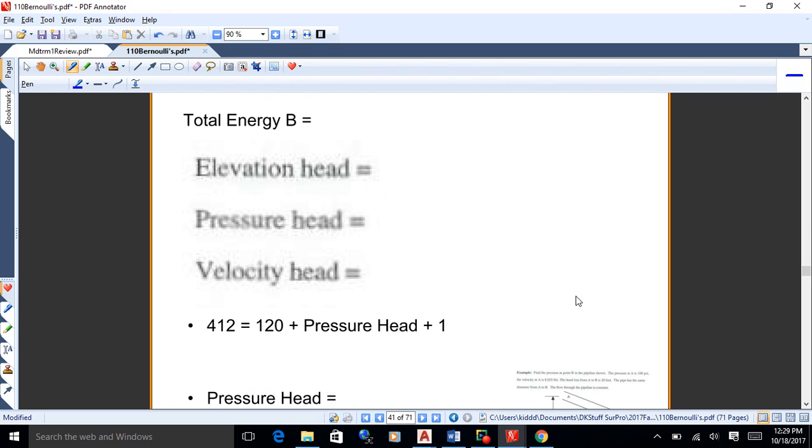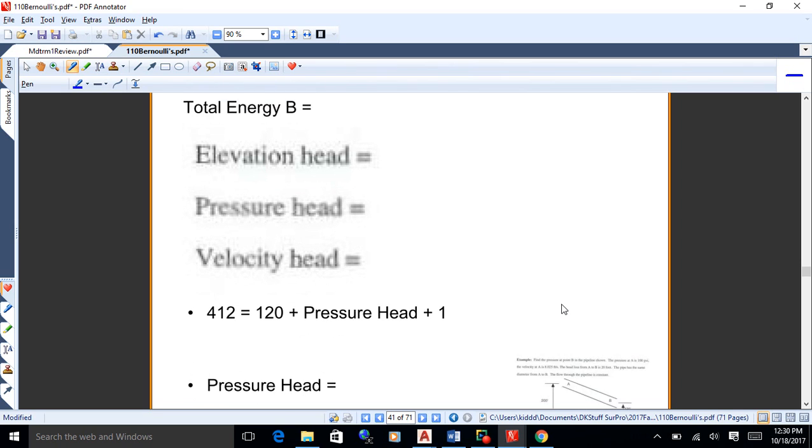So at B, I know some things here. I know what the elevation head is. It's what, 120, is that right? Yeah. So I got 120. I don't know what the pressure head is, right? I don't know. So I just have to put a question mark in there.